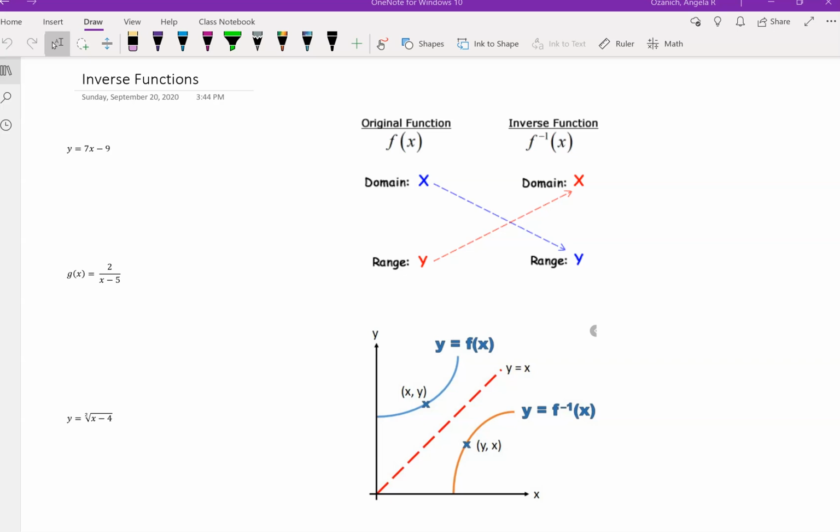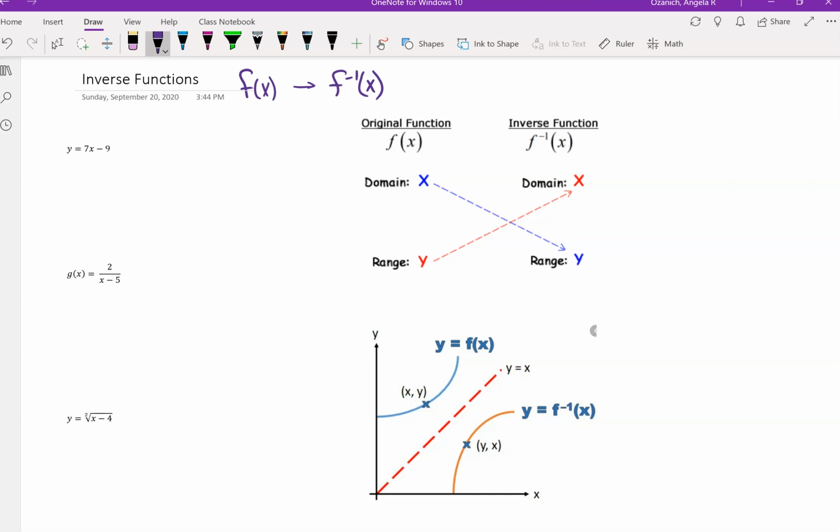One of the things you need to know about inverse functions is the notation that we use. So we're just going to start with that. If you have a function, f of x, the inverse of that function is f inverse of x. So this is not an exponent. This does not mean f of x is raised to the -1 as an exponent. This is notation for the inverse function.